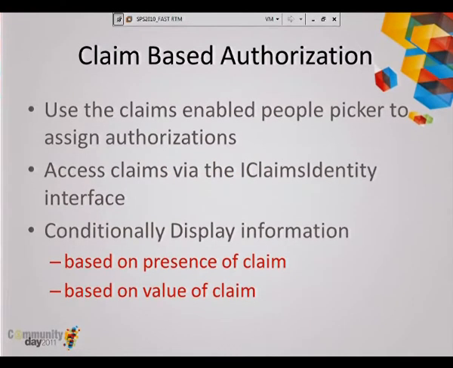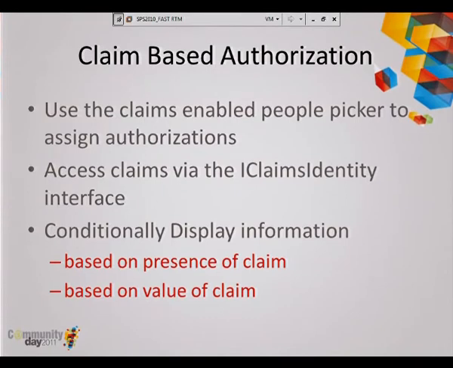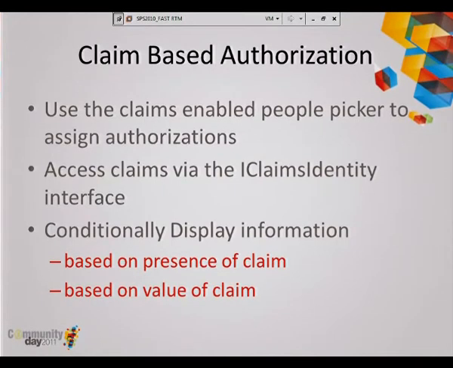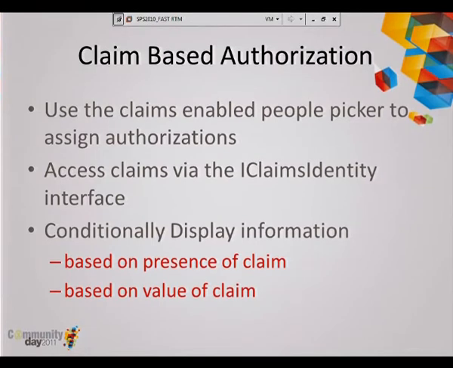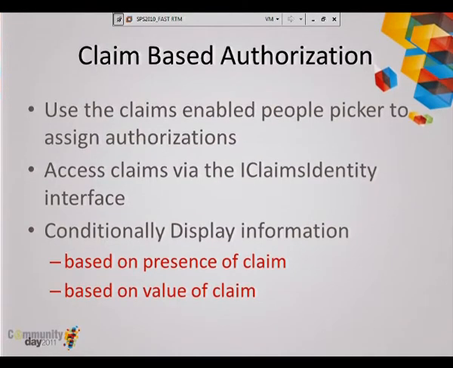So all the claims that you're getting in, you can actually use to give people access. The people picker that you use to give people access to a certain object is also a little different when you enable claims in Central Admin. We'll see that a little bit later. If you want to access that information from the claims through code, you have to use the IClaimsIdentity interface, like I did in the claims web part I showed a little bit earlier.